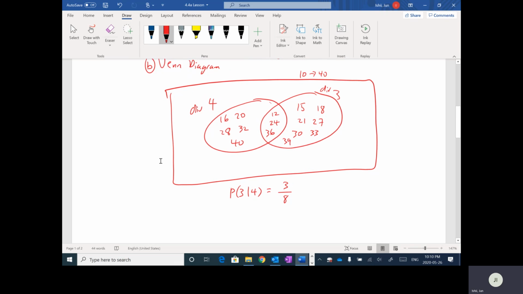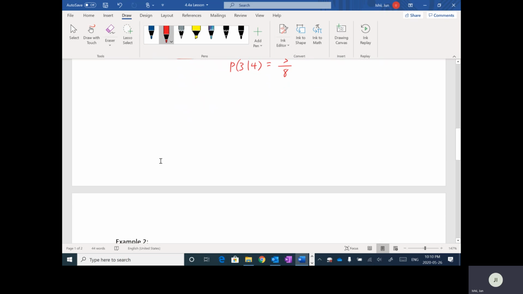Now the third method that they'd like you to use is the formula. So I'm going to write up the formula that was at the top again. The probability of A given B is equal to the probability of A and B divided by the probability of B. In terms of this problem, this is the probability of being divisible by 3, given that we know it's divisible by 4, because again, we're asked to choose a number that's divisible by 4.